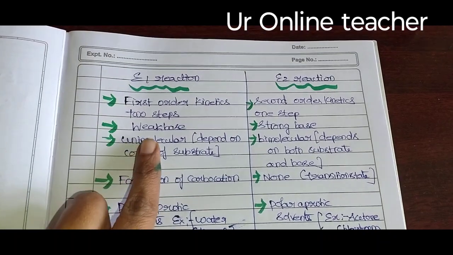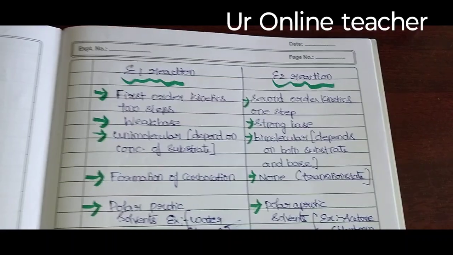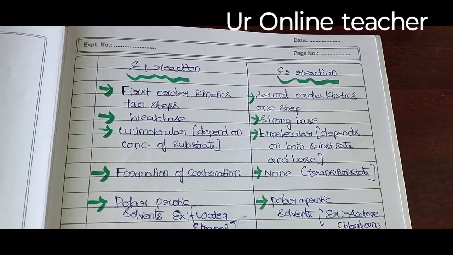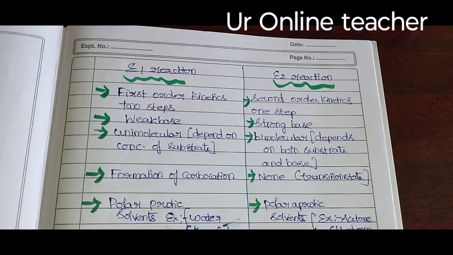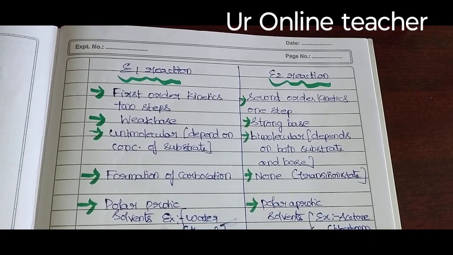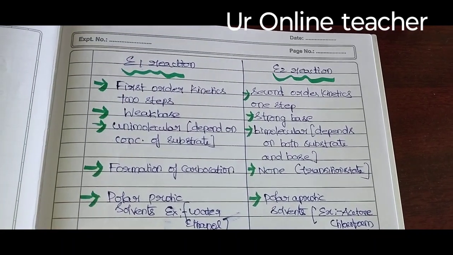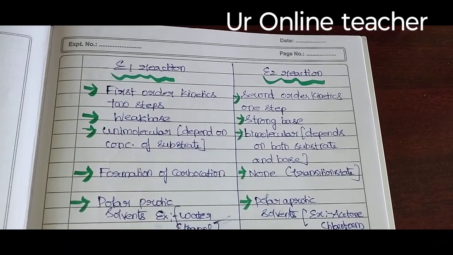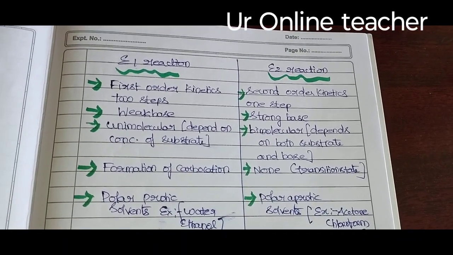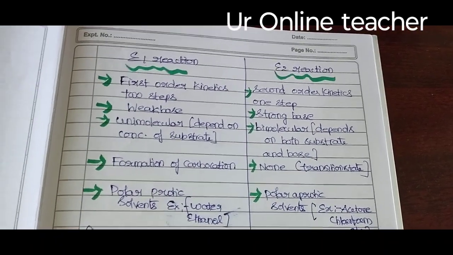E1 reactions require a weak base, but E2 reactions require a strong base. I already explained why a strong base is needed. E1 reactions are unimolecular reactions; the rate depends only on the concentration of the substrate. But E2 reactions are bimolecular; the rate depends on both the substrate and the base. In E1 reactions a carbocation is formed because there are 2 steps, the carbocation forming in the first step. But E2 reactions take place in only 1 step, so no intermediate is formed, but a transition state is formed.